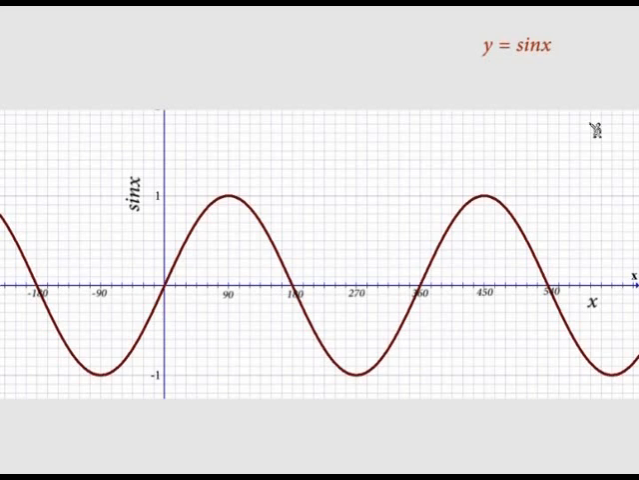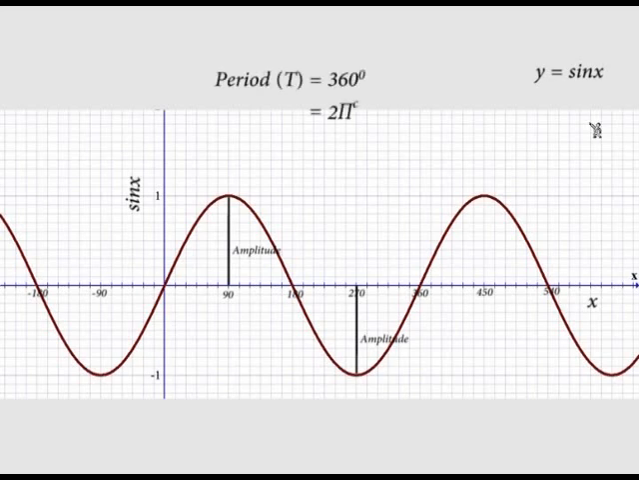This is a graph of the function y is equal to sin x, where x is the angle, which could be in degrees or radians. Just remember pi radians is equal to 180 degrees. The maximum or minimum value of the graph is called the amplitude. In this case, the amplitude is 1. The graph repeats itself after 360 degrees or 2 pi radians. So the graph has a period of 360 degrees or 2 pi radians. The distance between two successive crests or troughs is called the wavelength.